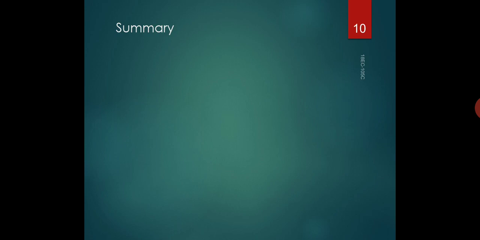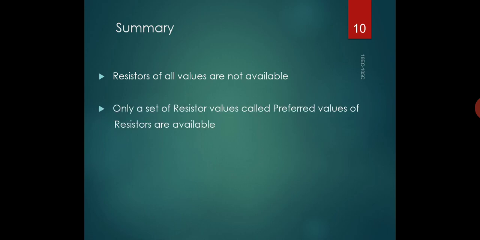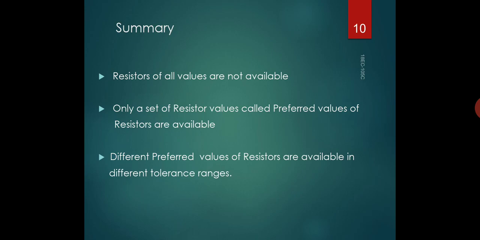So let us recap what we have covered till now. The resistors of all values are not available, right? Only a set of resistor values called the preferred values of resistors are available in a particular tolerance range. So different preferred values of resistors are available in different tolerance ranges, as we have seen.